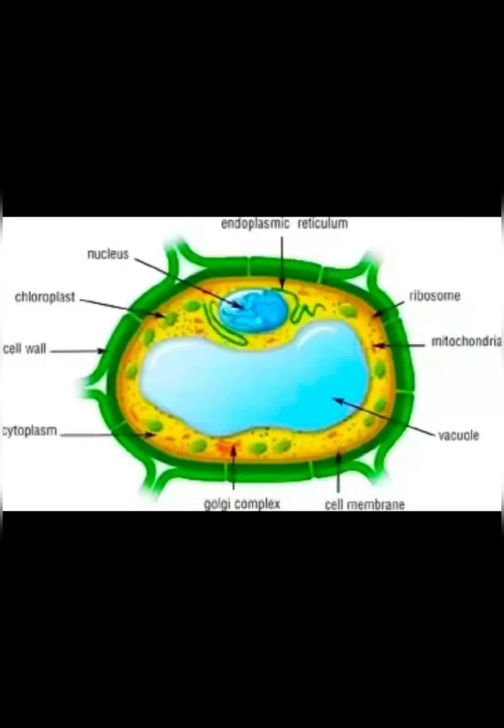Vacuoles help in maintaining the turgor pressure within the cell, and they also help in exporting the unwanted substances from the cells. That means they help in sending out the unwanted substances from inside the cell.